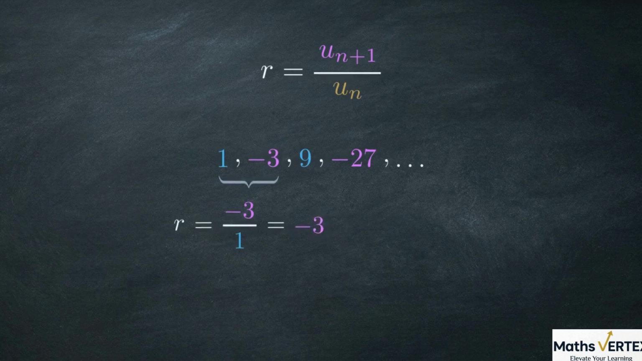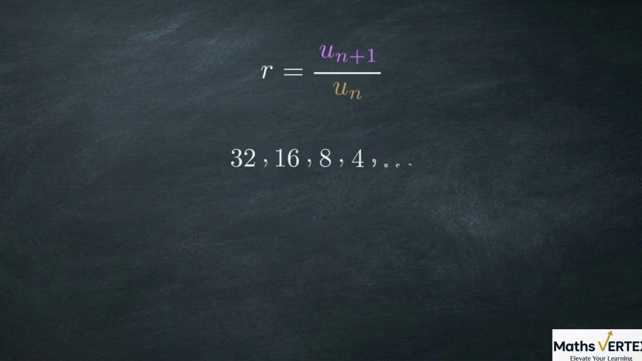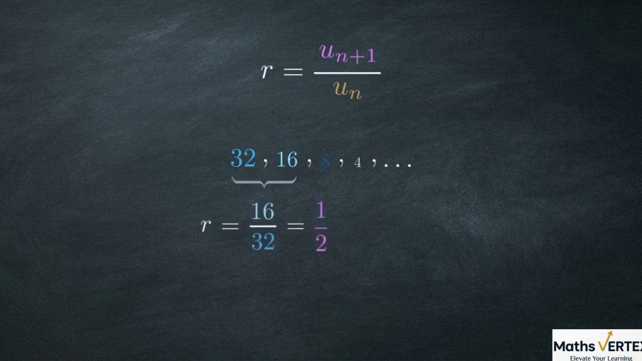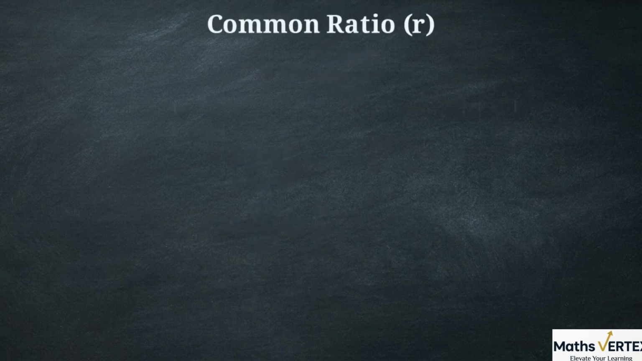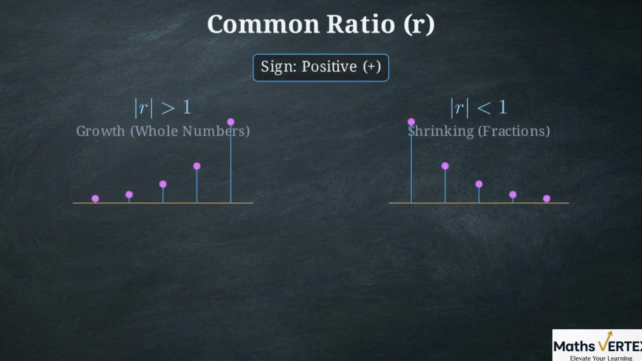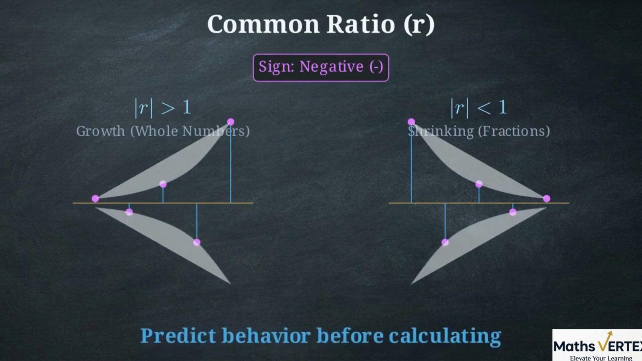Now look at 32, 16, 8, and 4. When the terms are getting smaller, the common ratio is a fraction. If we divide 16 by 32, we get a ratio of +1/2. Identifying the sign and whether the ratio is a fraction tells you exactly how the sequence will behave before you start the algebra.